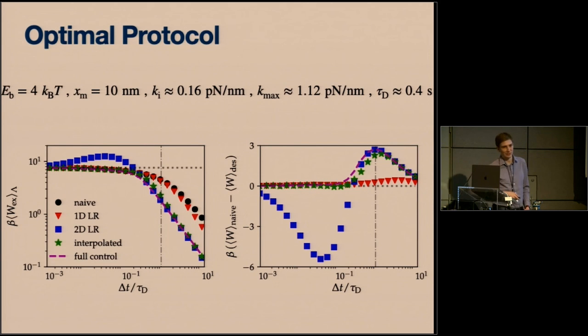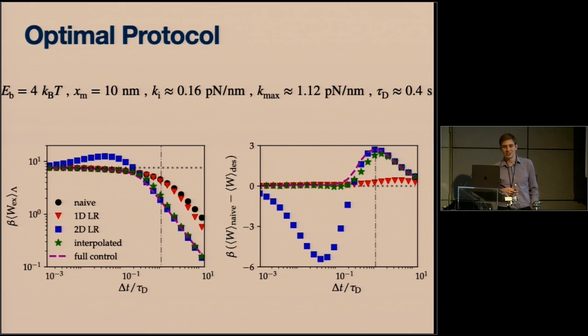Okay, and I would like to just end off by showing how well these protocols actually perform. In particular, this is the excess work quantity that we've seen before, and these are several different protocols. On the horizontal axis, we have the protocol duration scaled by some relaxation time of the system. So over here corresponds to very slow, and over here corresponds to very fast.